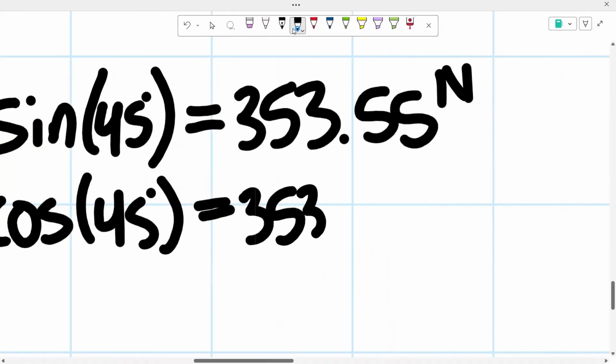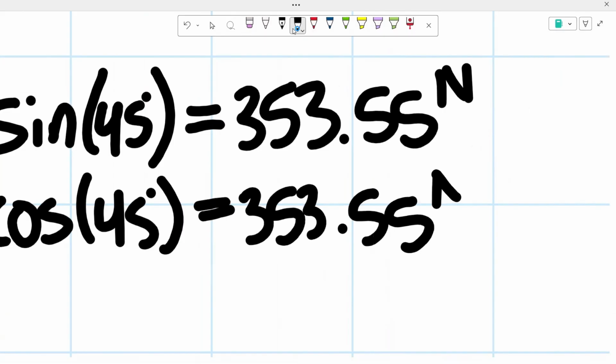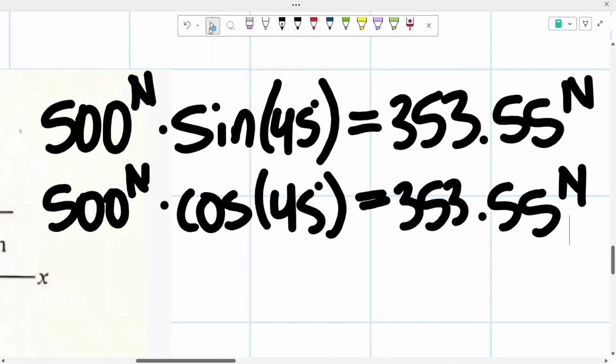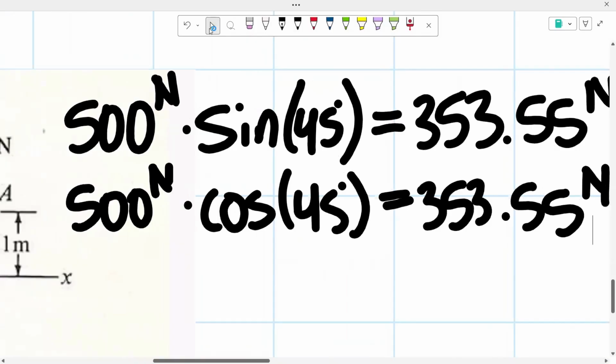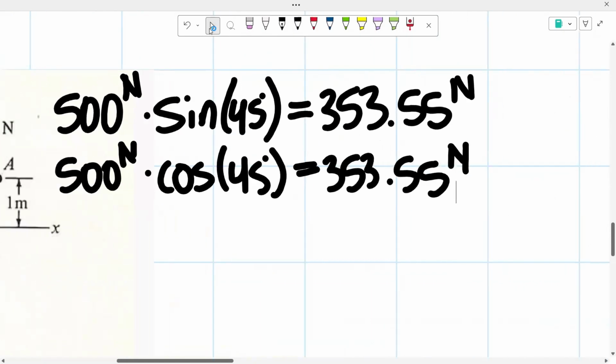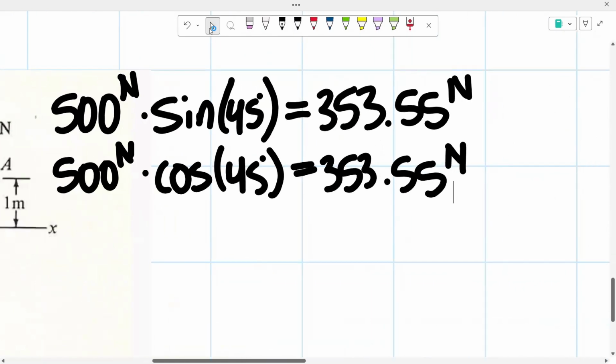Just because it came out to the same value does not mean that in other examples or problems it's going to come out the same. It's really important to know why we multiply by sine to find the vertical force, and why our horizontal force is multiplied by cosine. So once again, we get 353.55 newtons.